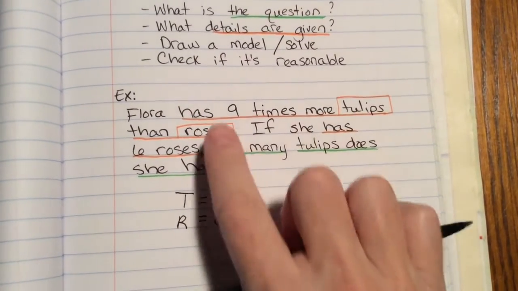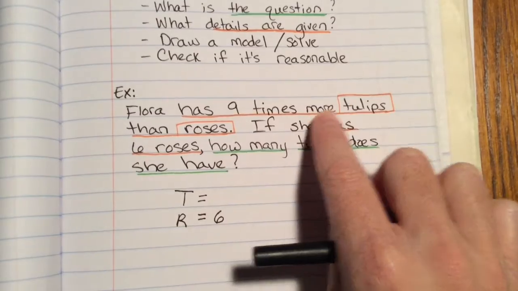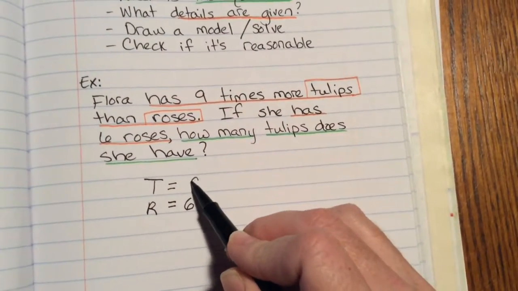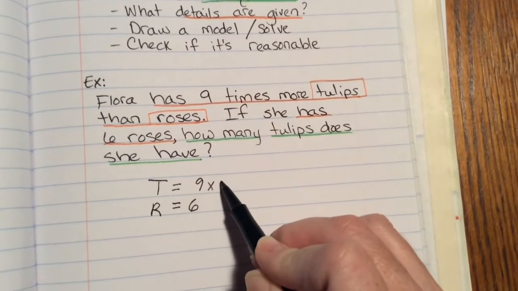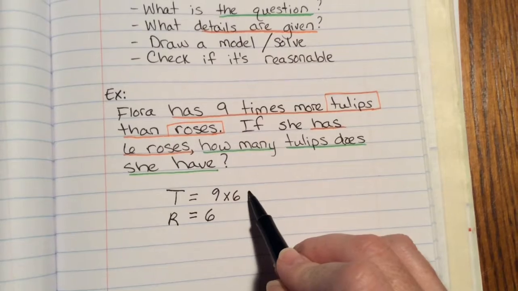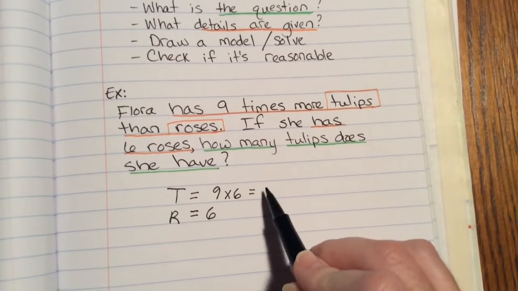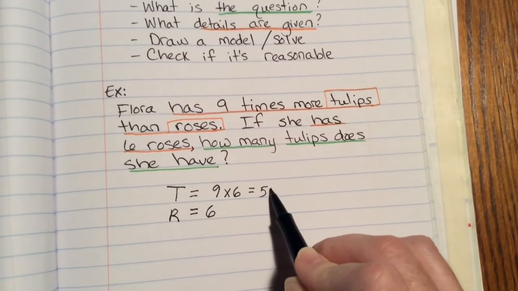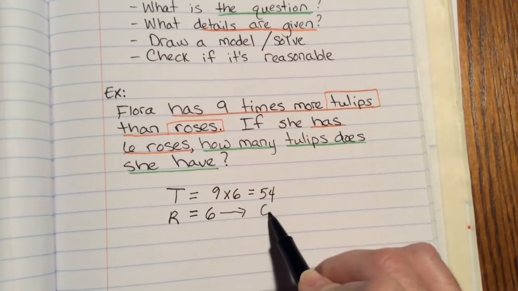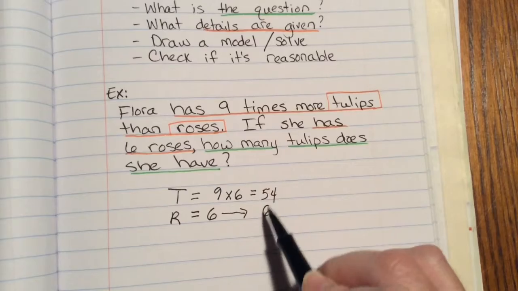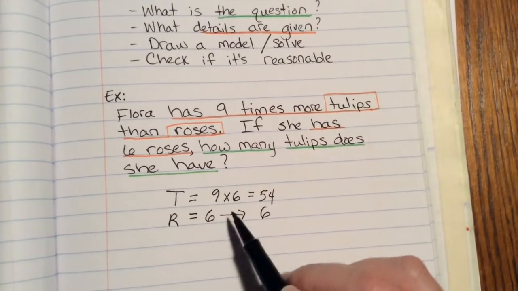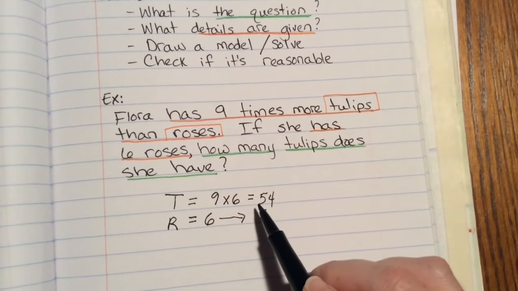It says that she has 9 times more tulips than roses. So 9 times her tulips, okay? So we know that 9 times 6 is 54. She still only has 6 roses. Just scooting that down so you can see them next to each other. Okay, so now we know that she has 54 tulips.